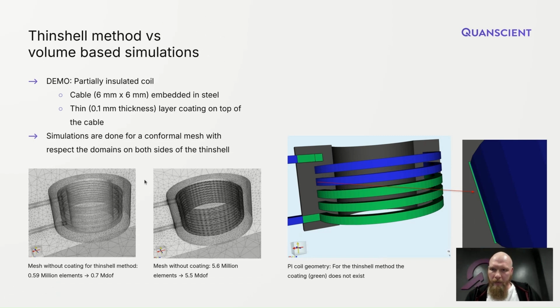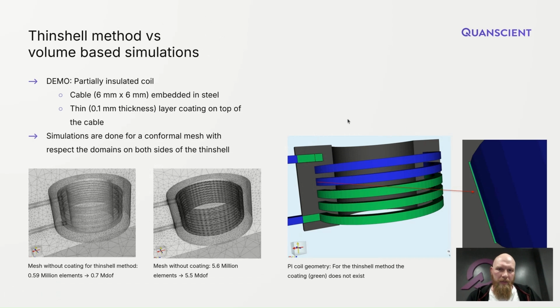So what we have done is we did a simulation to compare the thin shell method against the volume-based simulations. You can see the geometry here on the right. The blue one is a cable spiraling around, and it has a thin volume layer around it, and everything is embedded in a steel structure. Here on the very right, you can see the very thin conducting layer around the cable.